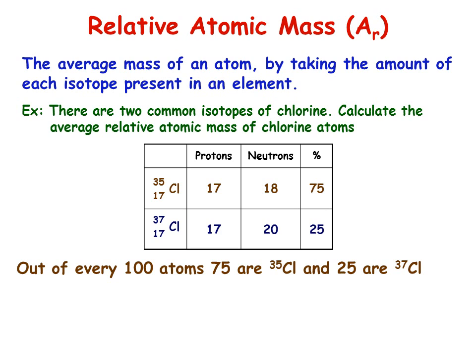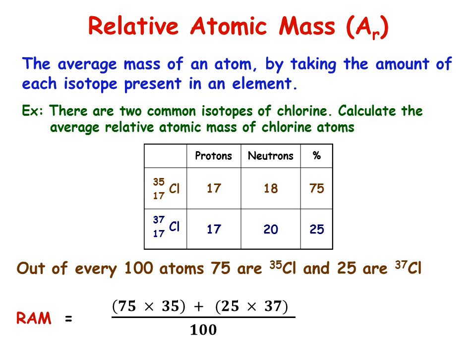This is how you calculate relative atomic mass. For 75 chlorine-35 atoms, you multiply 75 by 35, and 25 by 37. You add both of them and divide by the total percentage, which is 75 plus 25, that is 100. So divide by 100. What do you get now? That is the relative atomic mass of these 2 chlorine isotopes.